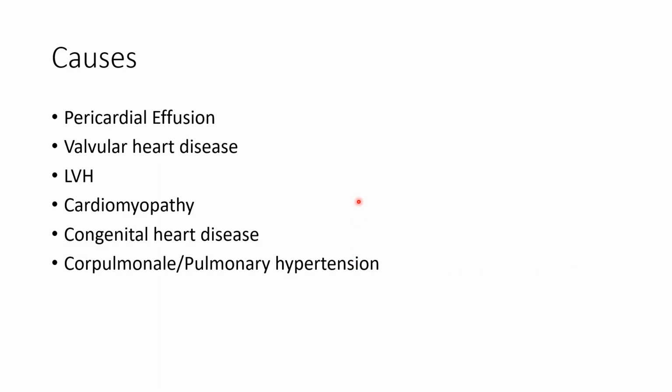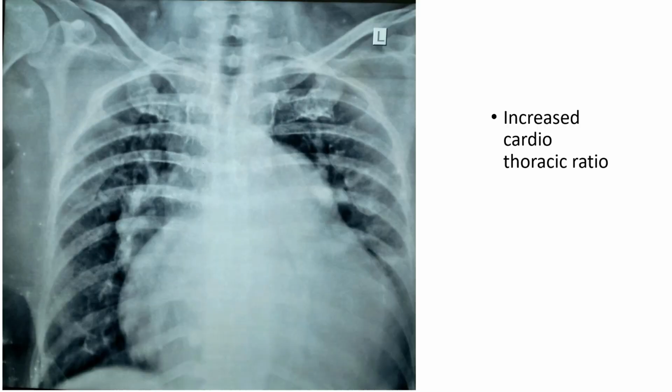The common causes of enlarged cardiac shadow include pericardial effusion, valvular heart disease, left ventricular hypertrophy, cardiomyopathy, congenital heart disease, cor pulmonale, pulmonary hypertension, congestive heart failure. There are several other reasons for enlarged cardiac shadow. We have not included those here. So these are the common causes, and we shall go into the X-rays.